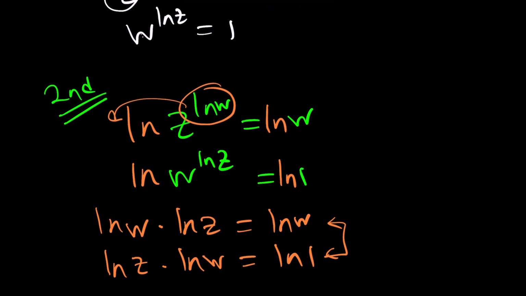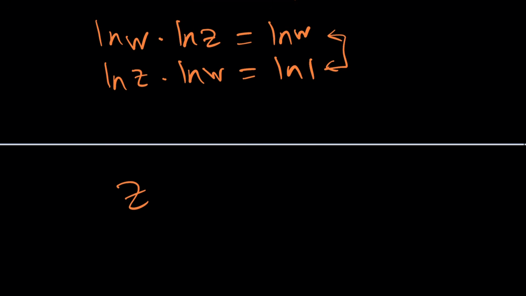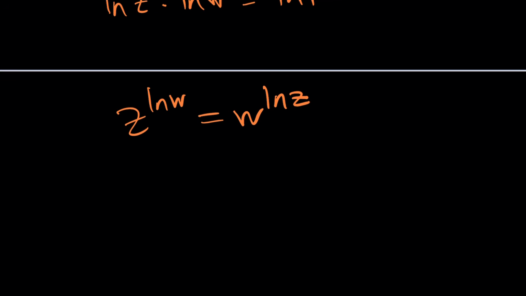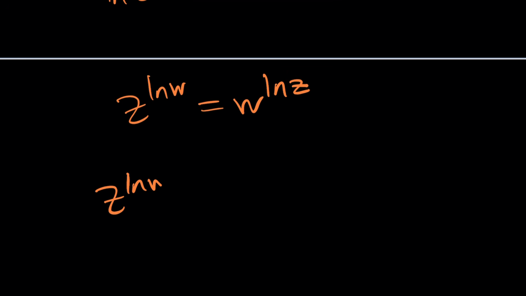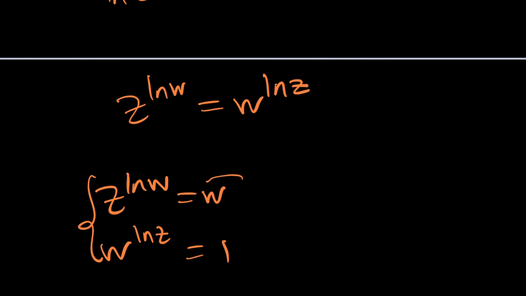But here's what I'd like to tell you. z to the power ln w is equal to w to the power ln z. This is true for real numbers, but is it also true for complex numbers? That's a good question. But if that's the case, then we're basically looking at the following. Remember, our system was z to the ln w equals w, w to the ln z equals 1. Since these two things are equal, which means w equals 1, which implies that z is also equal to 1. Are there any other solutions besides these? z comma w equals 1, 1.